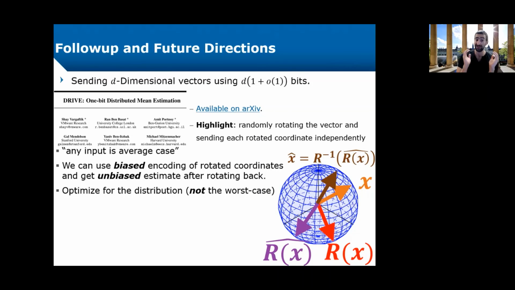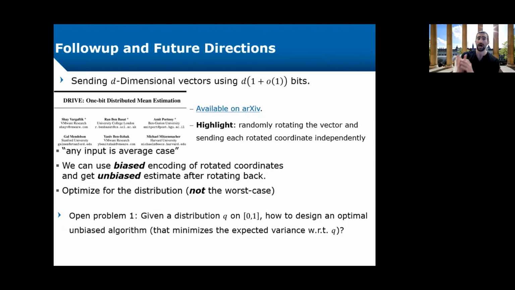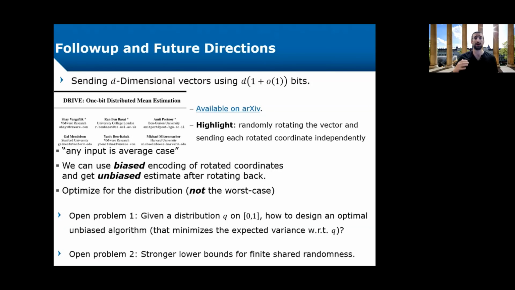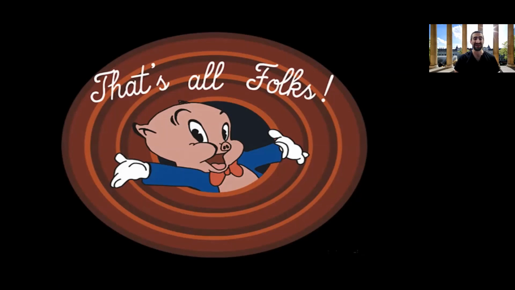So I'm going to conclude with a couple of open problems. The first is, given a distribution on the inputs, how can we construct an optimal unbiased algorithm? And I'll just tell you that subtractive dithering is not optimal even for the uniform 0-1 case. And another problem is, how do we prove sharper bounds when we allow finite shared randomness, because all of our lower bounds allowed arbitrary shared randomness. And with this, I will conclude, and thank you very much.